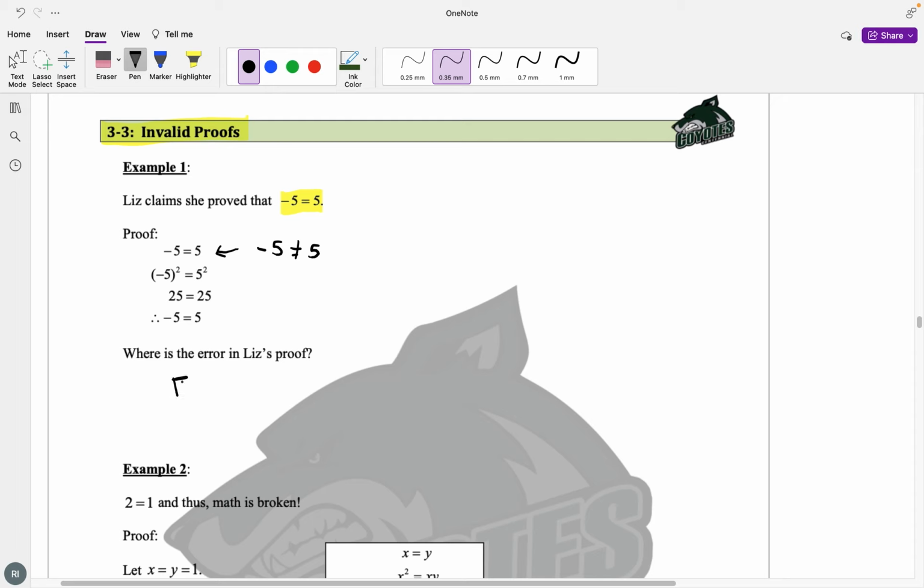This has a false beginning statement. You could also say false premise.